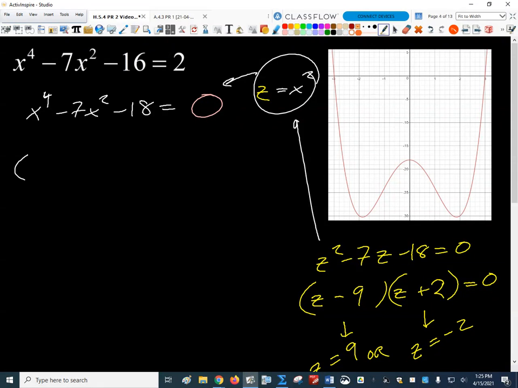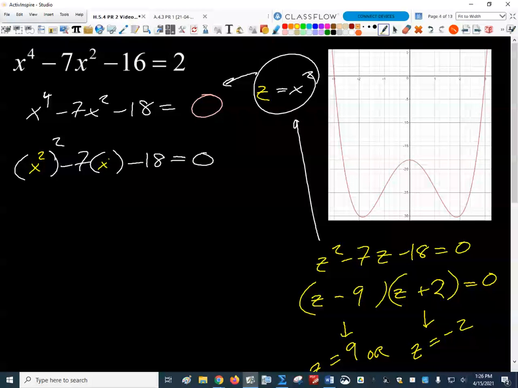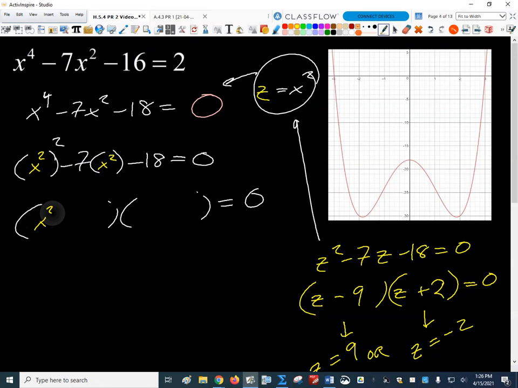Okay, and then look what that looks like. So I still end up with something squared minus 7 times something minus 18 equals 0. And as long as those are the same somethings, that's quadratic, isn't it? Right? It just so happens that the something in this case is an x squared. Okay? But it still factors the same way, doesn't it? Right? So now we end up with the factors x squared, magic numbers are the same, x squared minus 9 and x squared plus 2, right? Isn't that cool?